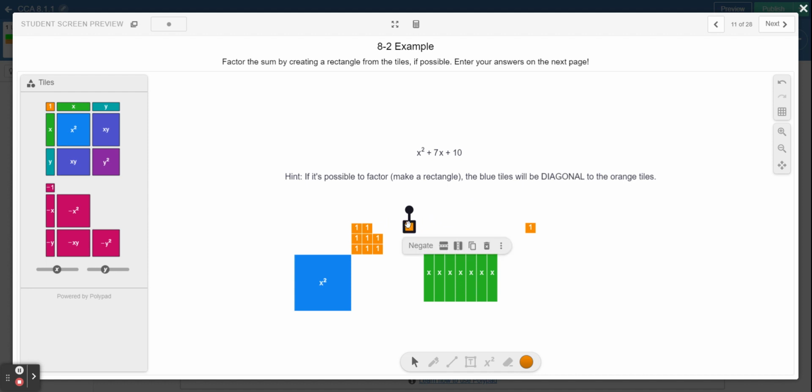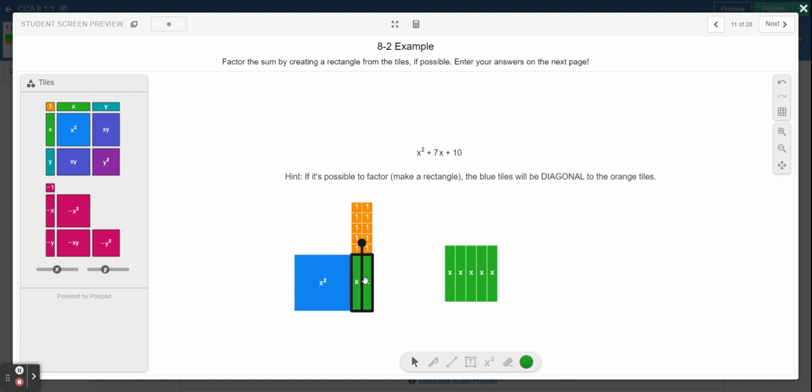I'm thinking of my factors of 10. I know 1 times 10 is 10, so I can make a long, skinny rectangle. 2 times 5 is 10, so I might try that first. Let's make a 5 by 2 rectangle here. And now let's see if I can fill in the x's.